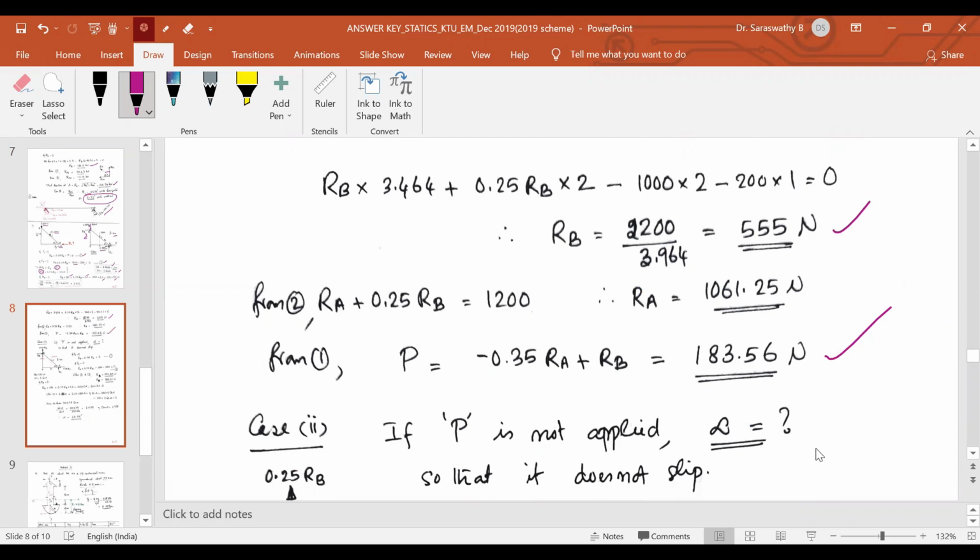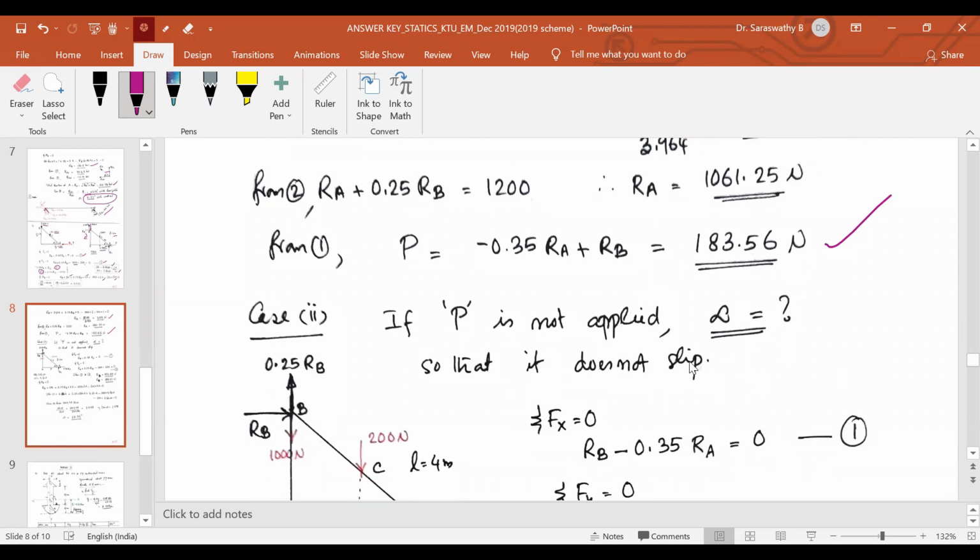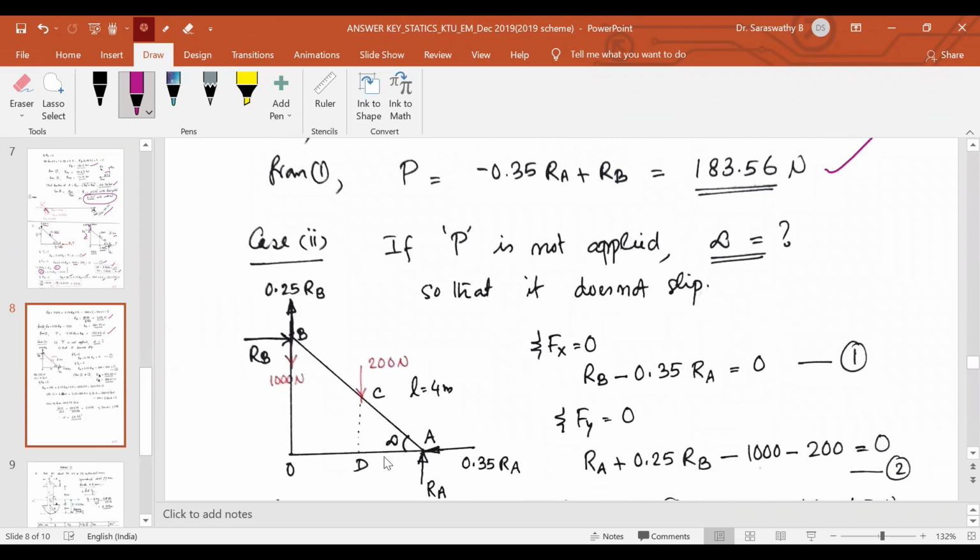Second part of the question: if you are not applying any horizontal force, what will happen? The ladder has a tendency to slip. So, in order to prevent that slipping, what is the maximum inclination of the ladder? In the first case, we are given theta is equal to alpha is equal to 60 degrees. Here we are asked to find out, we are not applying any force in the horizontal direction. What should be the value of alpha? So here, there is no horizontal force.